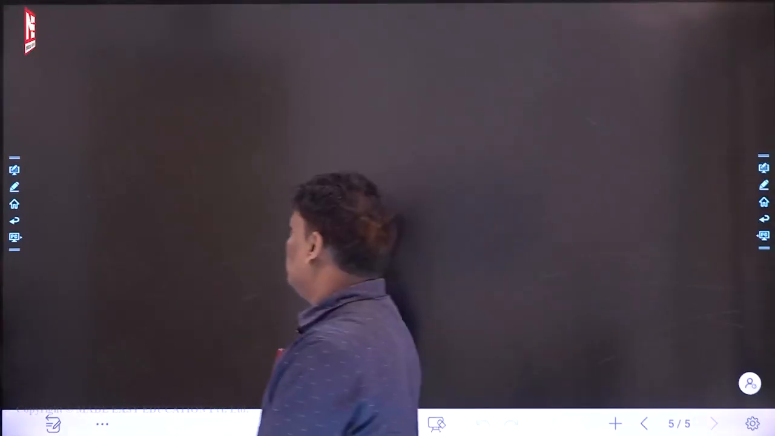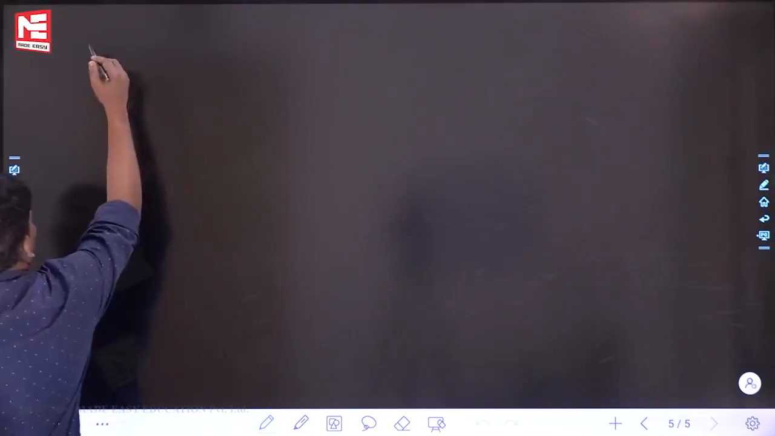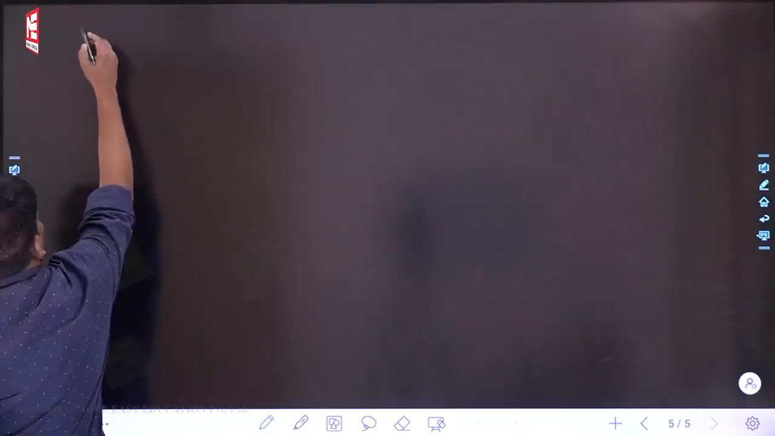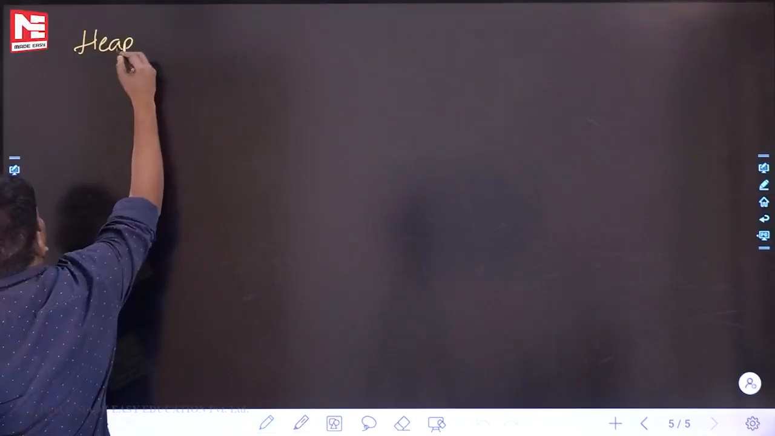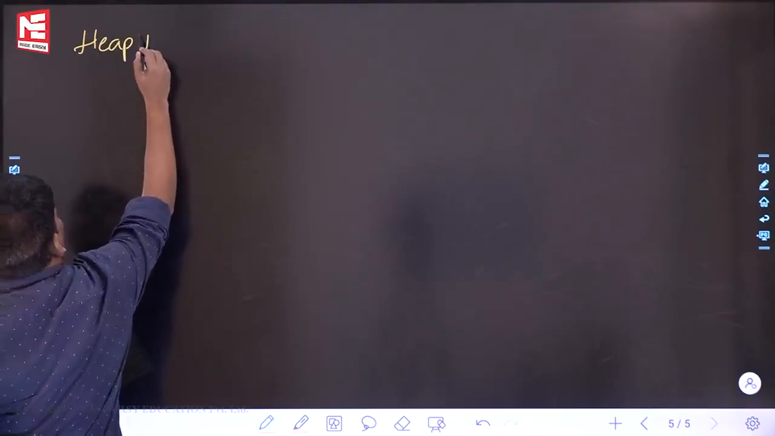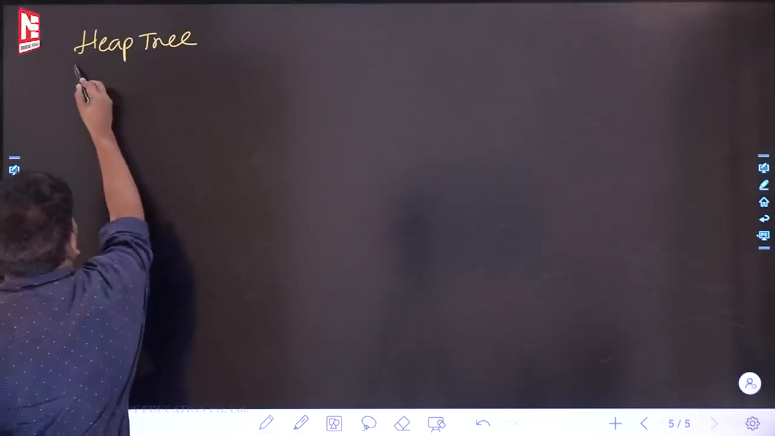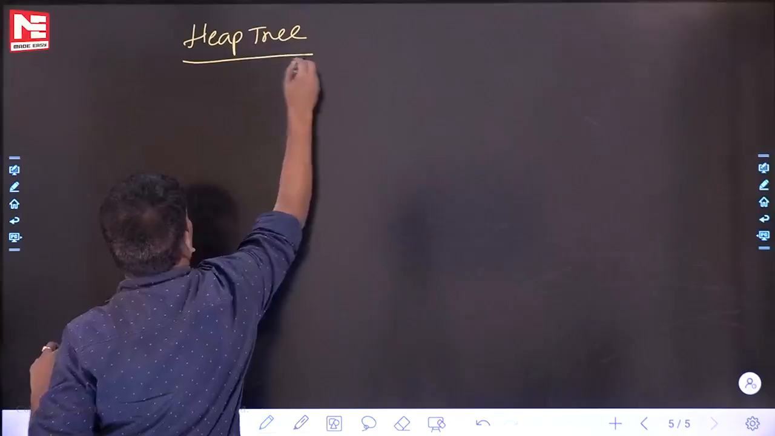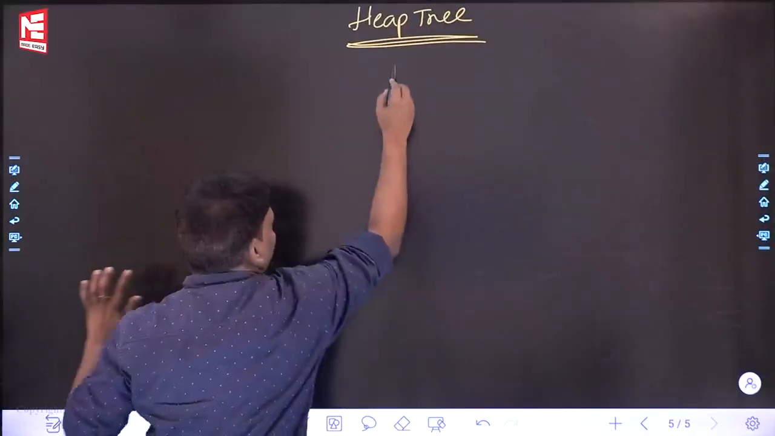Right? Please listen now. We have done really extraordinary hard work until now. Please be comfortable from now onwards. See this one, heap sort. Heap sort is completely based on one small keyword, that is called heap tree. Heap sort is based on heap tree.